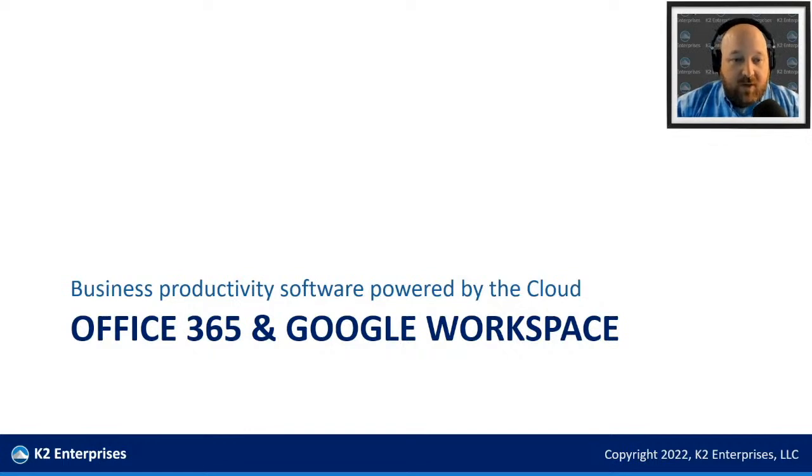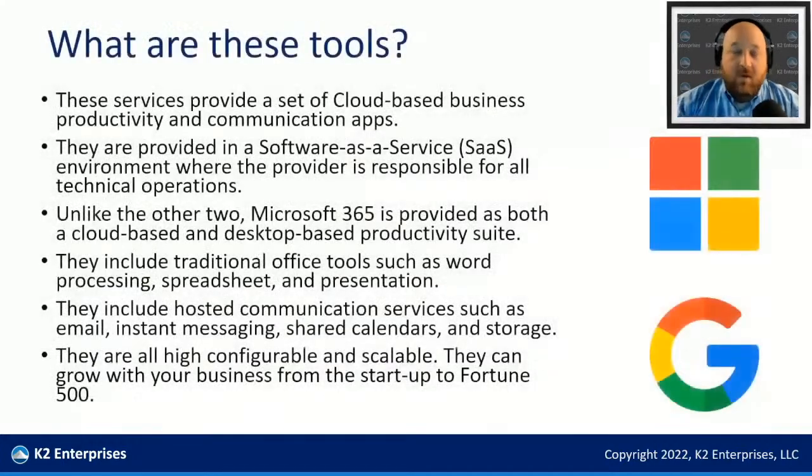And again, we're going to go ahead and start our discussion with 365 and Workspace. Now, what are these tools? Well, they are a set of cloud-based business productivity and communication services. Google Workspace and 365 provide a variety of business productivity. When we talk about business productivity, it's a category of products. So it's your desktop publishing, like Word or Google Docs. It's your spreadsheet applications like Excel or Google Sheets. So it's the way that we produce business documents or presentations.